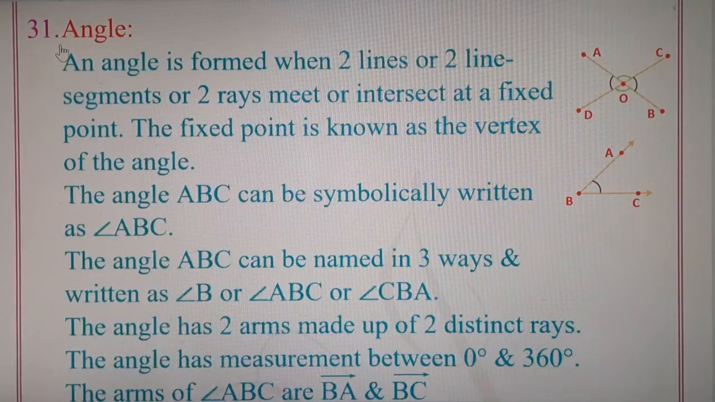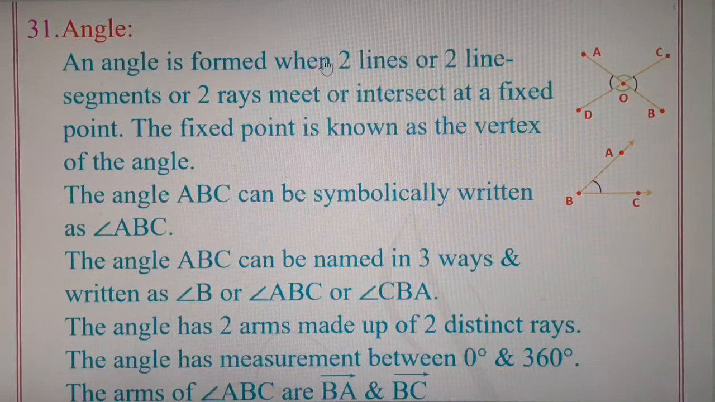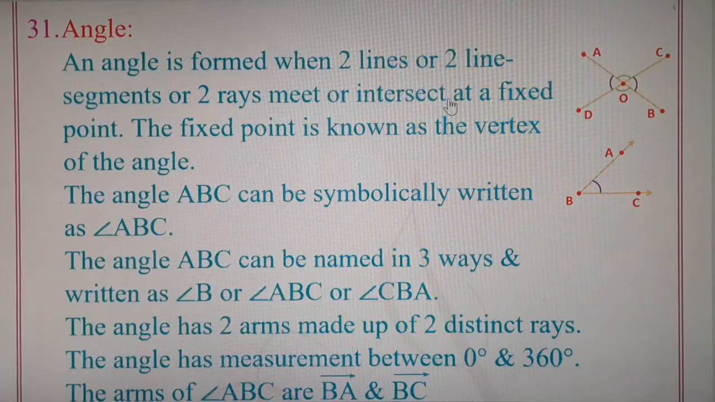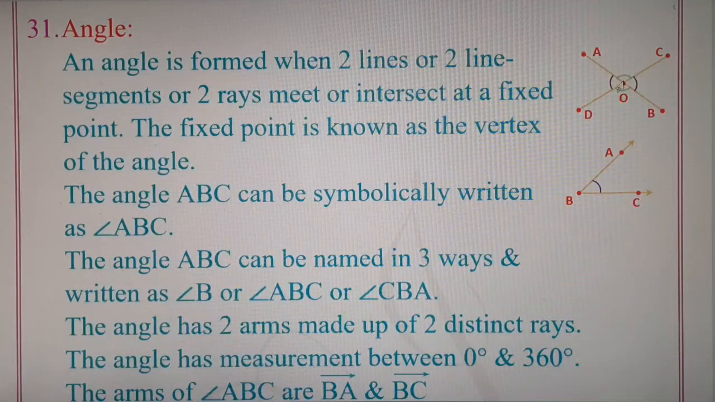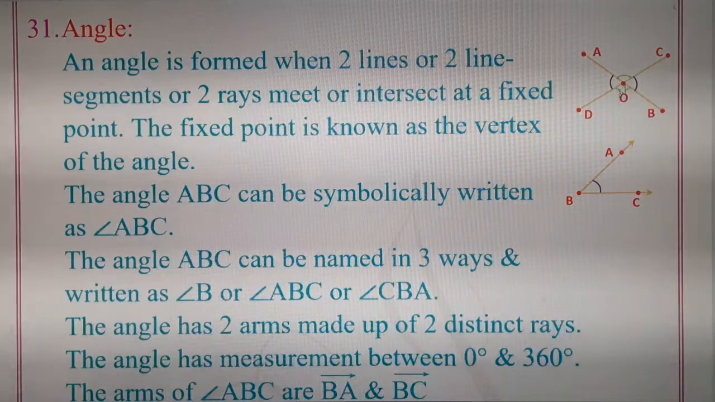We continue with the next topic, angle. Number 31, angle. What is an angle? An angle is formed when two lines or two line segments or two rays meet or intersect at a fixed point. The fixed point is known as the vertex of the angle and the diagram formed is known as the angle. The two line segments meeting at a fixed point form four different angles.